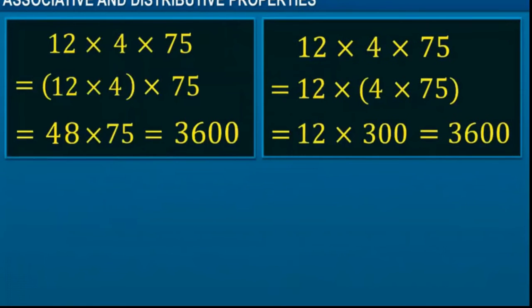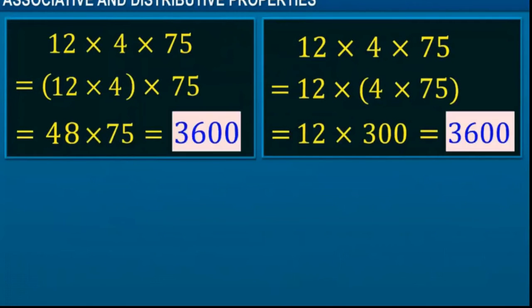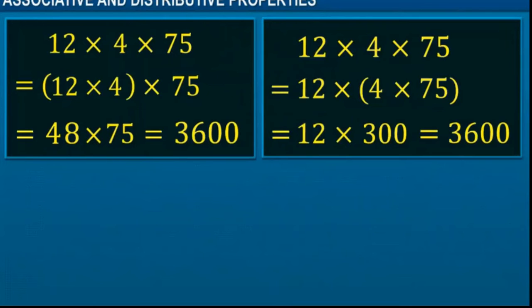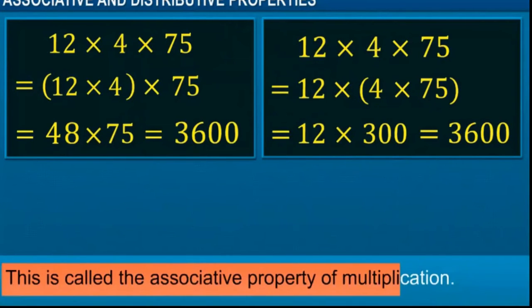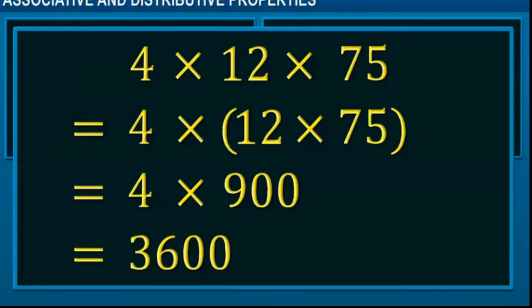We see that in both cases, the product obtained is the same. The product of whole numbers remains the same no matter how the numbers are grouped while multiplying. This is called the associative property of multiplication. Whole numbers can also be multiplied in any order. The product obtained will remain the same.